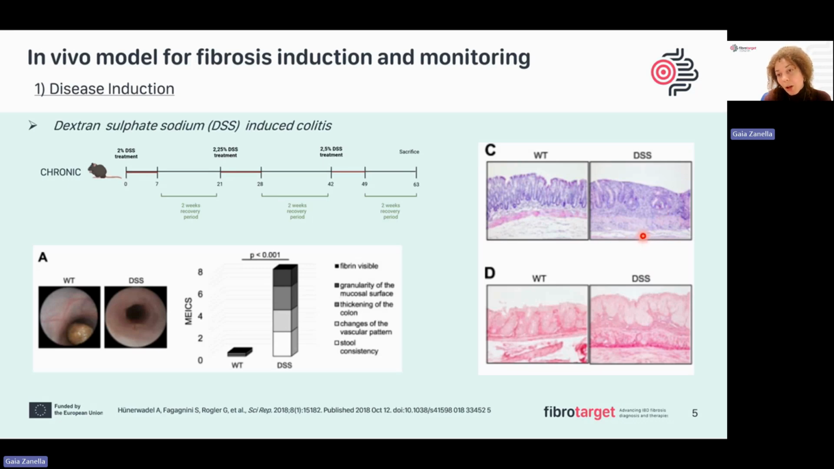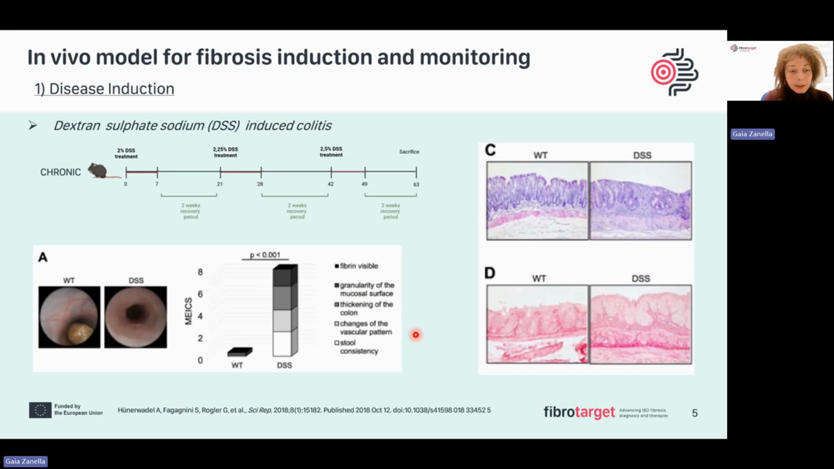There are multiple studies that showed how DSS can induce fibrosis, and this was confirmed both histologically, where we can see the thickening of the wall of the gut in the mice exposed to DSS compared to the control ones. And again, also with endoscopy, we could see how we have an increase in the granularity of the mucosal surface, a thickening of the colon, and the fibrin became more visible.